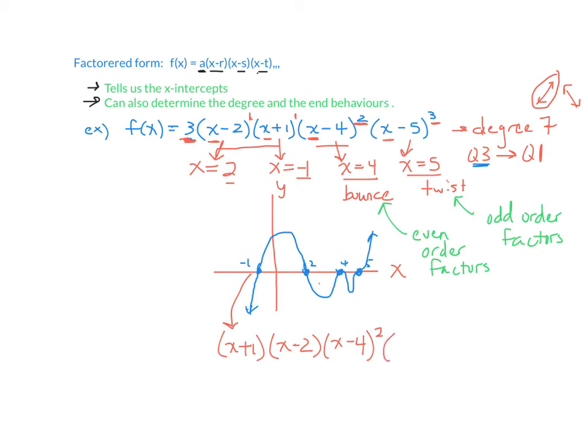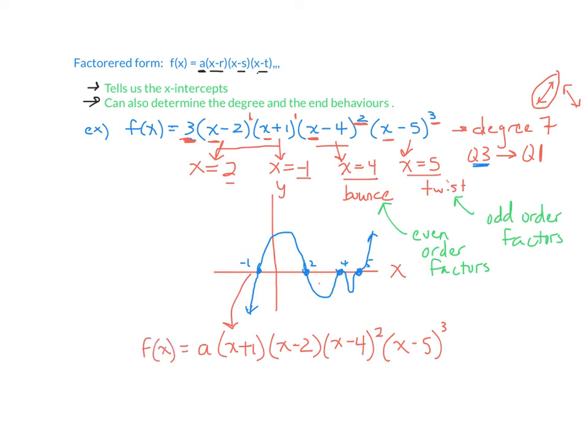And then we also had the twist at x equals 5. So x minus 5 is the factor. To get a twist, we have to have a minimum of 3 as our order on that. Now we would just put a letter A in front and call that f at x if we're working backwards.